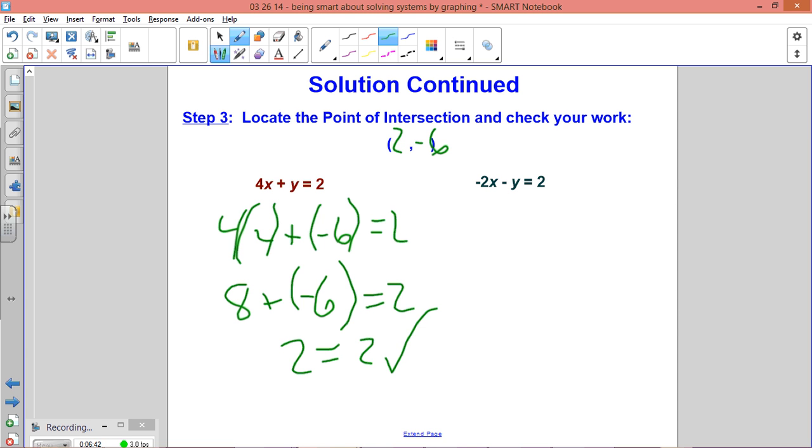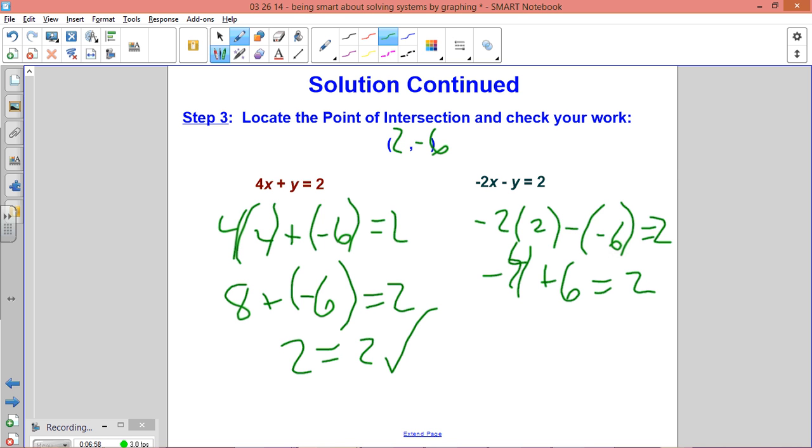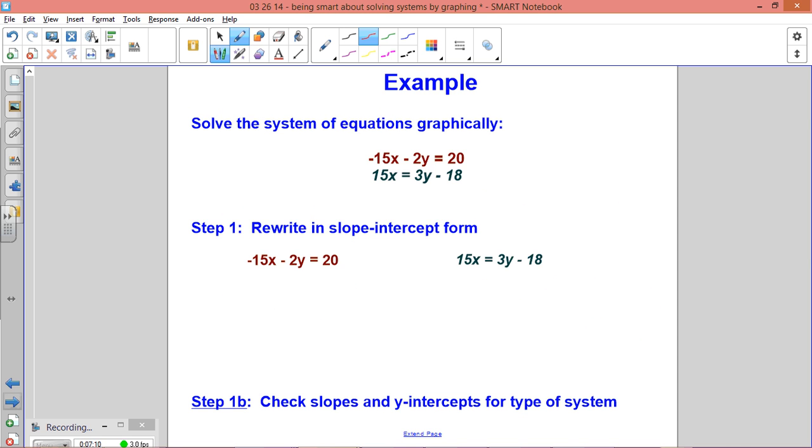I also have to check the other one. -2 times 2 minus, and notice my y is actually negative, so minus a -6 equals 2. So I have -4 plus 6. Does that equal 2? Well, -4 plus 6 is 2, so 2 equals 2. I have a true statement there as well. So I know that this point that it appeared to be is definitely correct. Nothing new here. Now let's go to the new stuff.